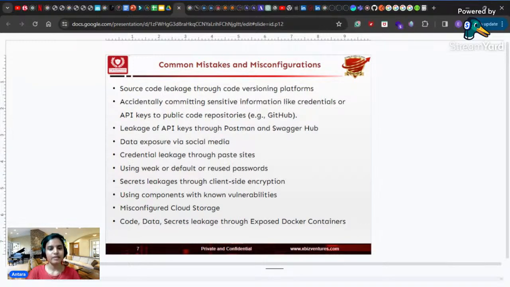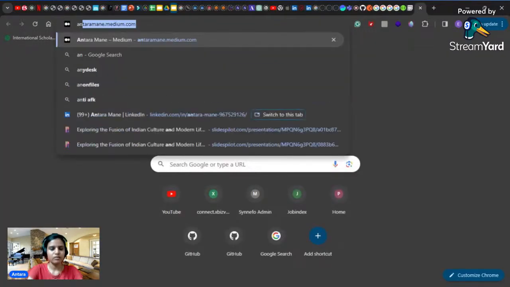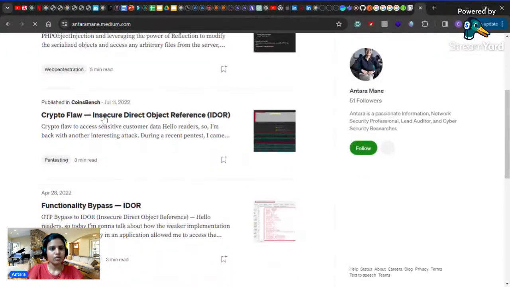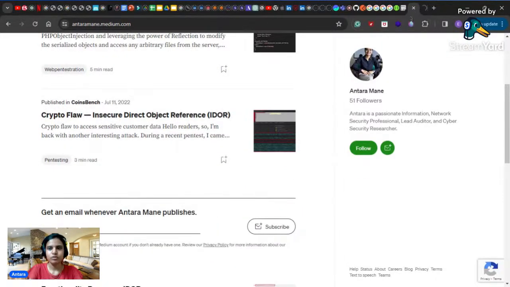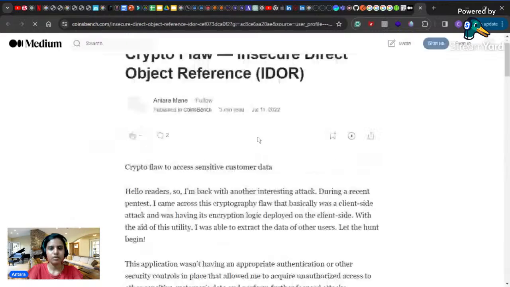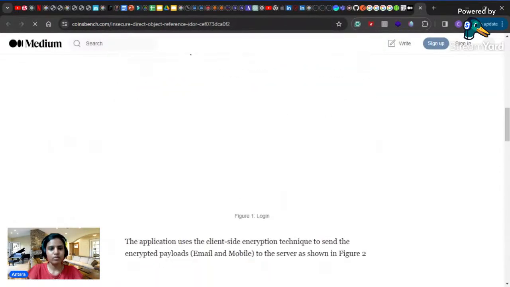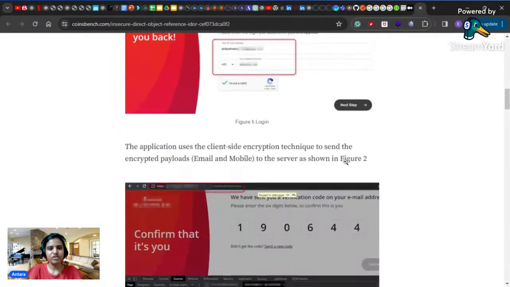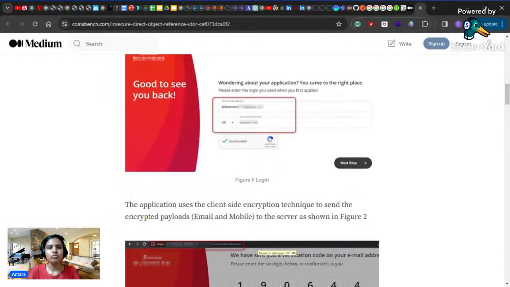Secrets leakage through client side encryption. I have a great write-up on this. Let me quickly open it up. To give you background on this attack, there was a web application that used client side encryption, and the logic, the algorithm they were using for encryption, and the key were exposed on the client side.